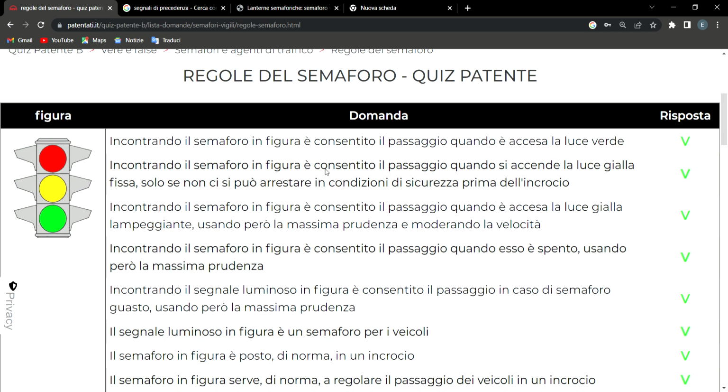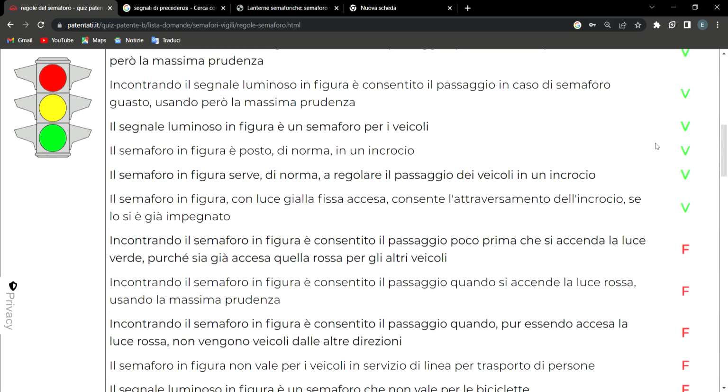So in order not to cause an accident, to avoid an accident. So that is for that. This is the reason why this one is vero.